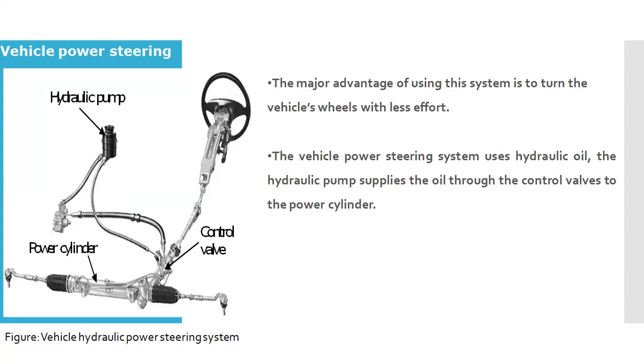So the vehicle power steering system uses hydraulic oil. The hydraulic pump supplies the oil through the control valve to the power cylinder, which makes the system work efficiently, and you need very less effort to move your vehicle. In turn, you can turn your vehicle, speed up your vehicle, whatever you can do with respect to the steering. So this is one of the basic examples of the vehicle hydraulic powered steering system.